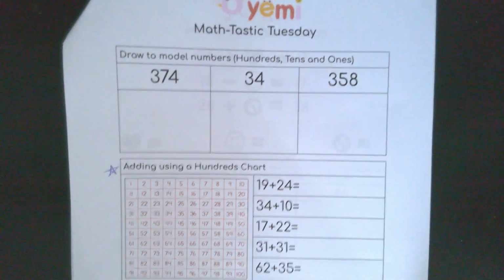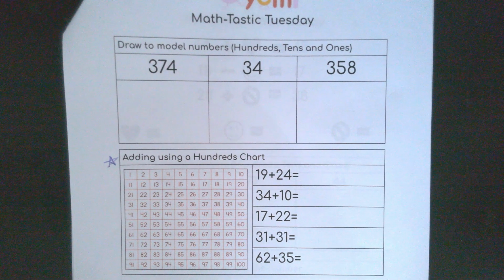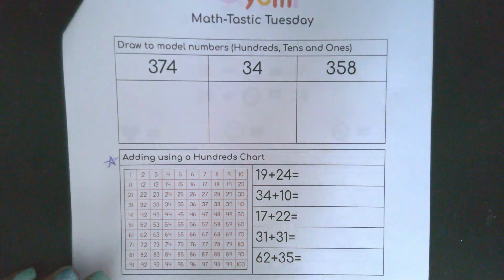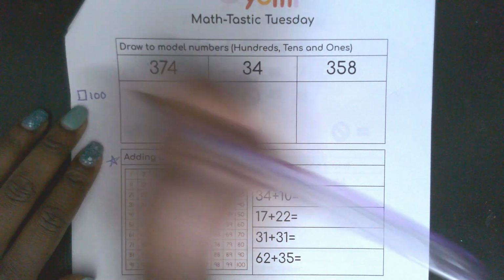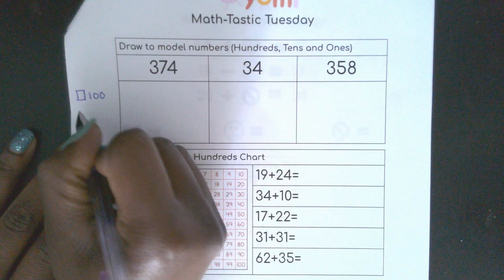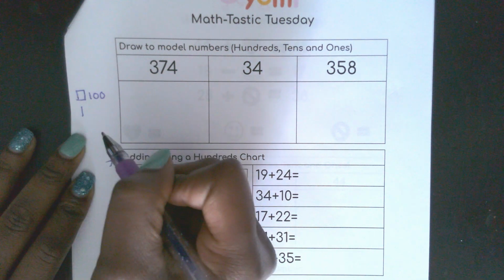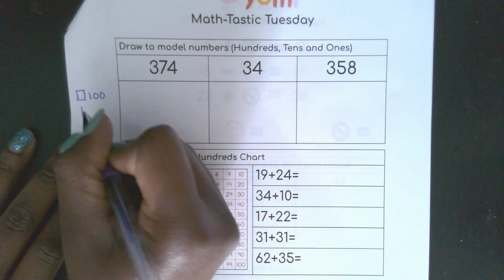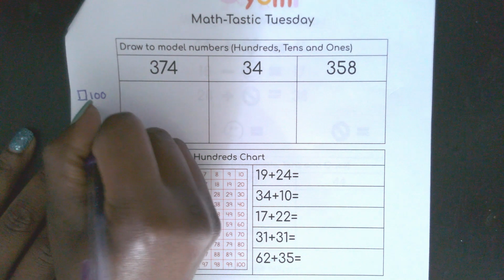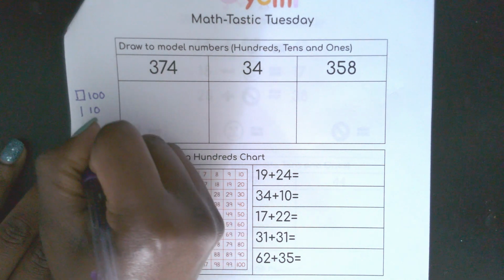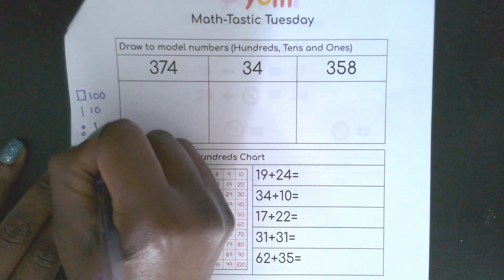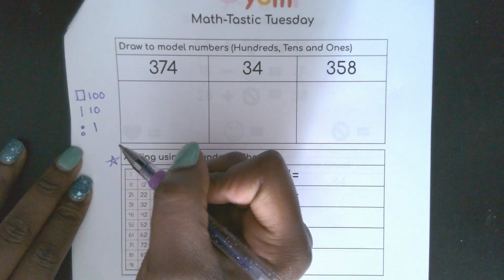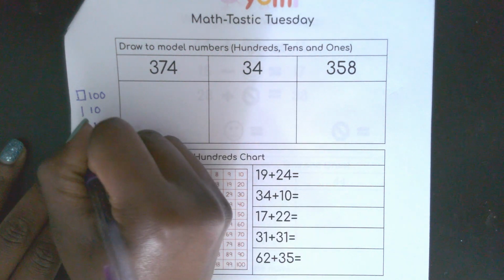Start up here with drawing the model numbers. So we already know that our square represents 100. We know that our base 10 block, which kind of looks like a stick or maybe an L, represents our tens. And then we have our dot, or you could do an open dot, that represents ones. I tend to use the closed one.